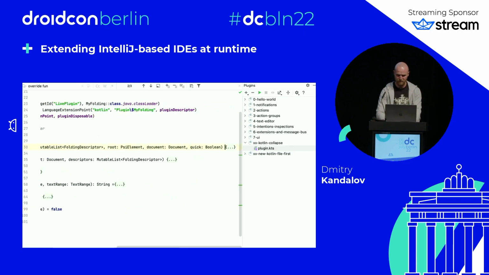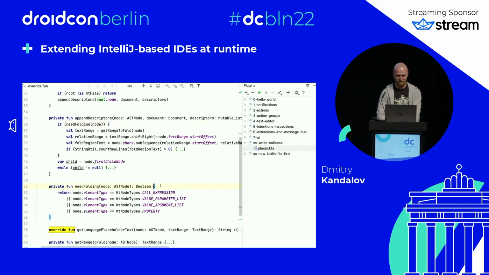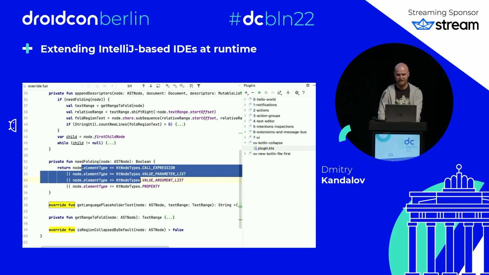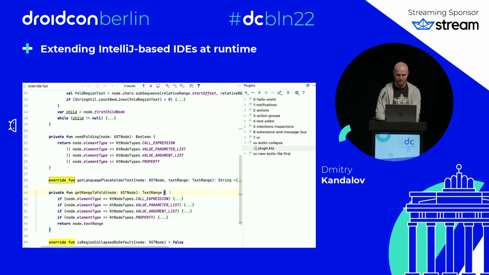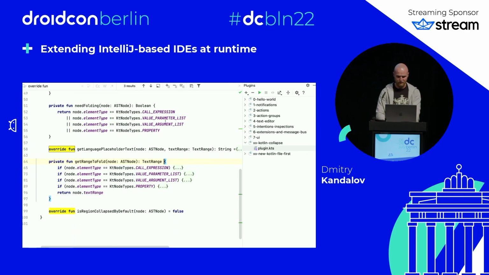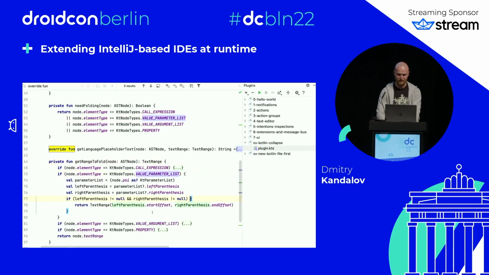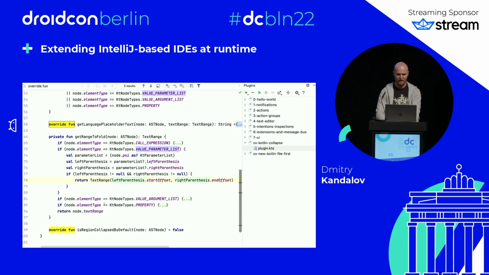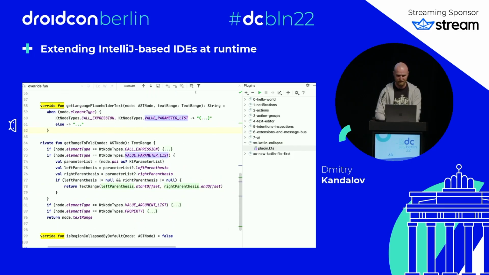Build language folding regions, what does that do? It appends descriptors, it does something here. Oh well, maybe it's too much to show. I guess the whole thing was needs folding. It looks at the syntax tree inside, and I think one of these was missing for some reason, and then it just shows the range to fold, and I think it was value parameter list. So all you do here is go through the syntax tree and return a text range, and then it will call this get range placeholder text, and it does this.